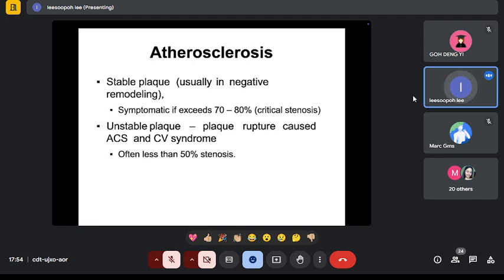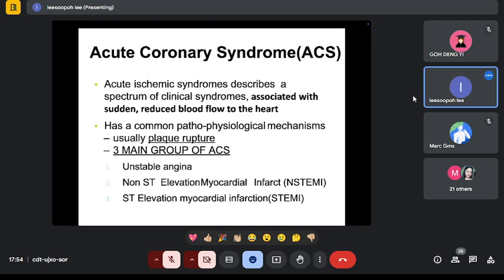Okay, so the plaque can actually be a stable or unstable one. With the chronic formation of plaque, a lot of the time it will just remodel itself to improve the blood flow to the heart. But if the plaque suddenly ruptures, it becomes unstable, and that can cause a sudden occlusion of the coronary vessel and lead to heart attack. Okay, and that will cause acute coronary syndrome. So this is a very important slide as well.